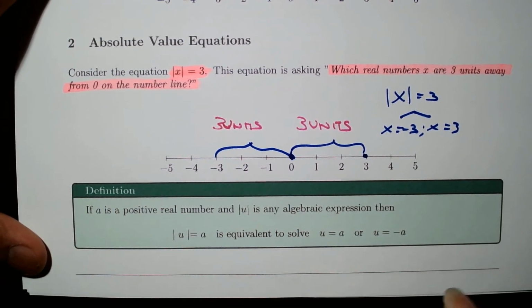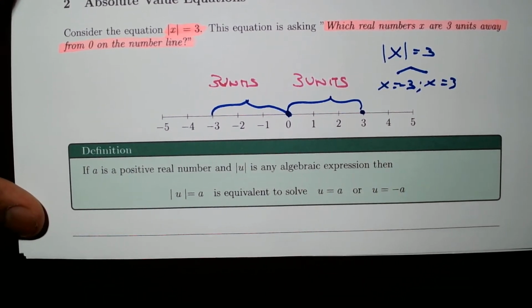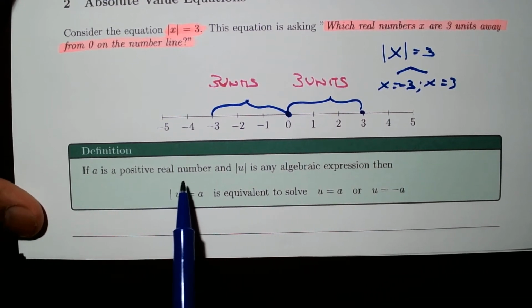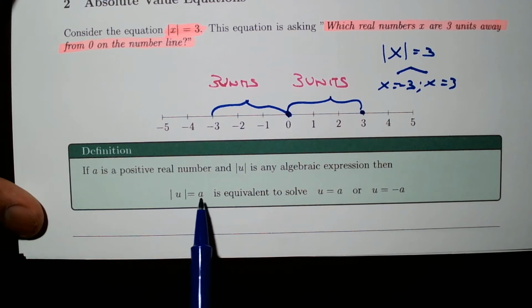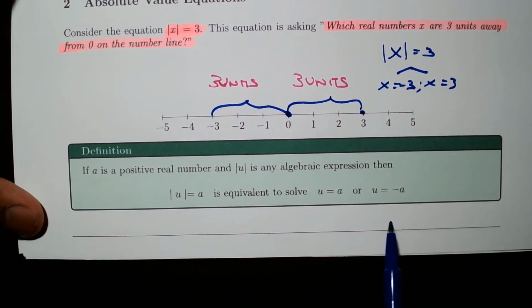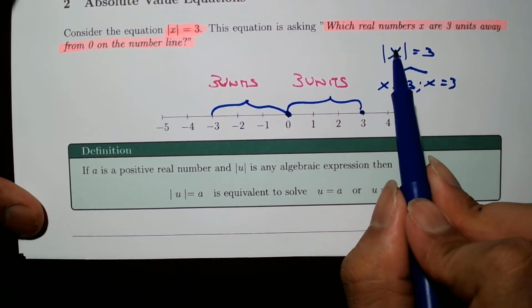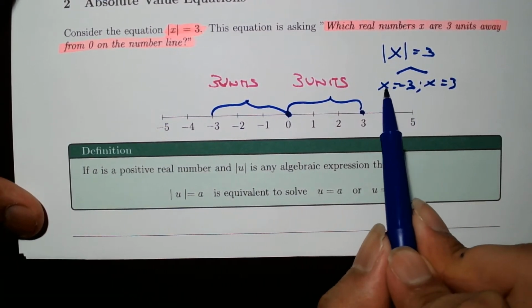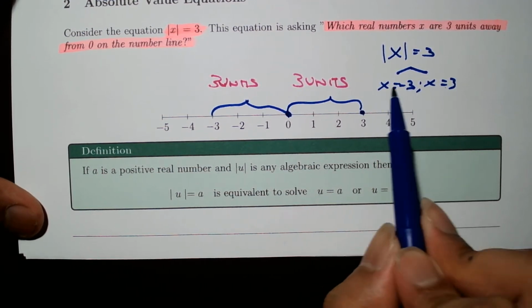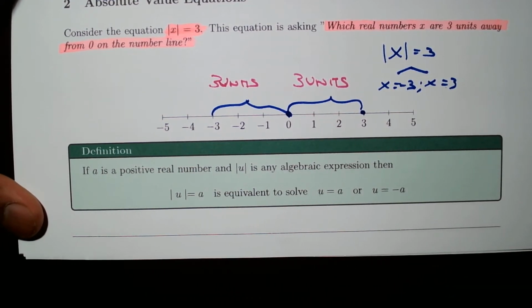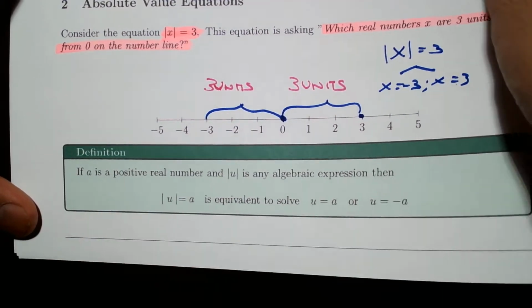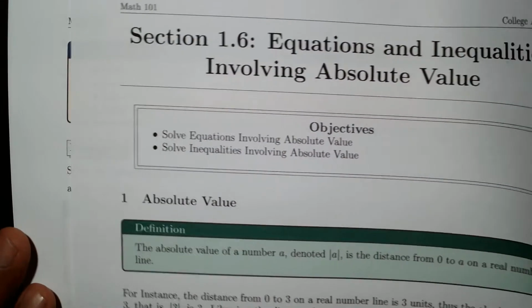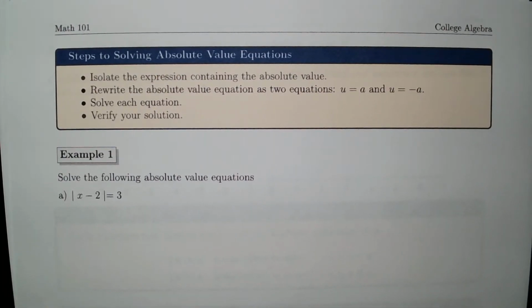This theorem states that in a more formal fashion. If a is a positive real number and u is an algebraic expression, then solving an equation of the form absolute value of u equals a is equivalent to solving u equals a or u equals -a. In this case, x plays the role of u, so we break this up into 2 different equations. Let's look at more solid examples to have a better overview of what it means to solve an absolute value equation.